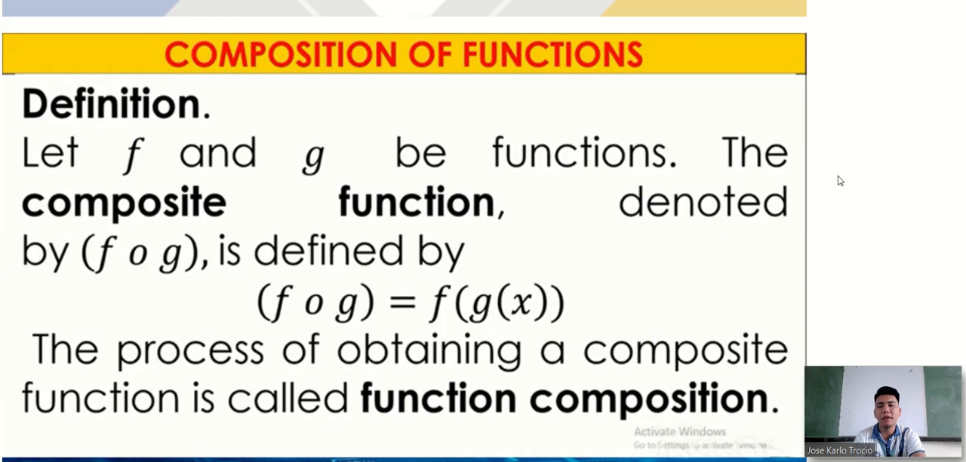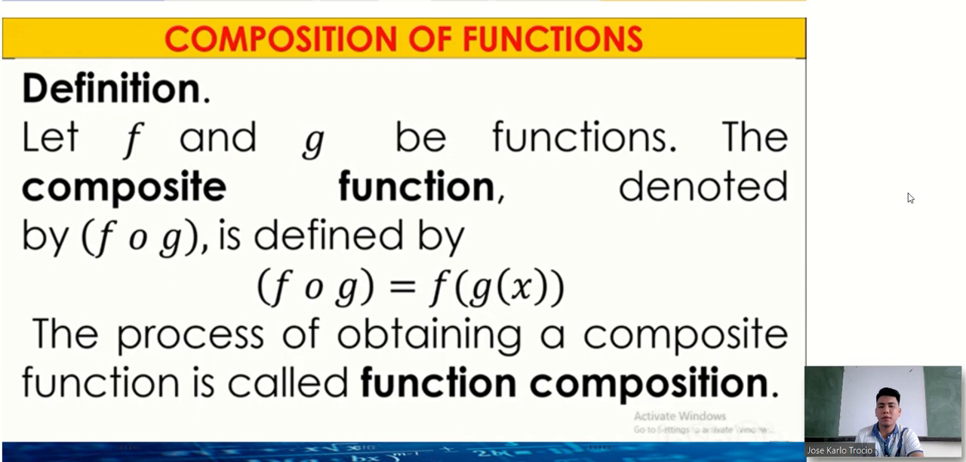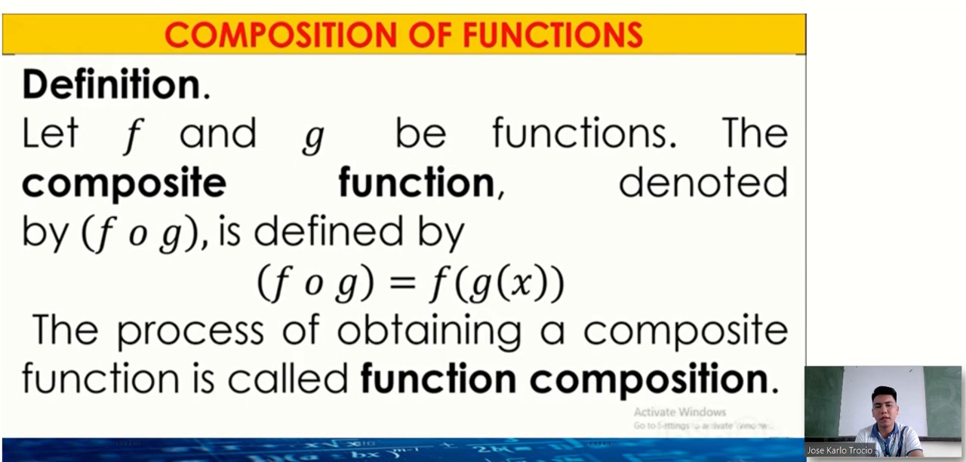Let us define now some terms and symbols of the composition of functions. So let f and g be functions. For example, you have two functions. Then the composite function will be denoted by f composed of g, and it is defined by f composed of g is equal to f of g of x.